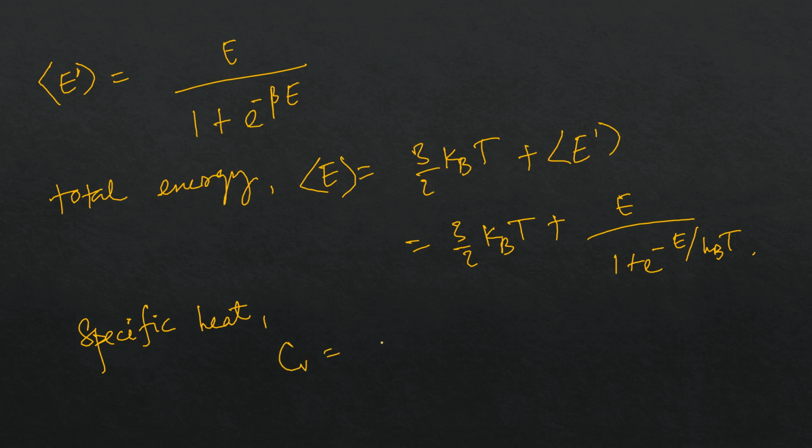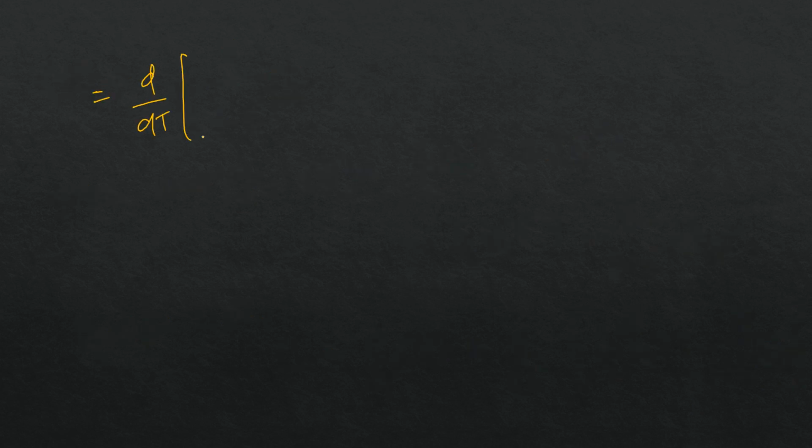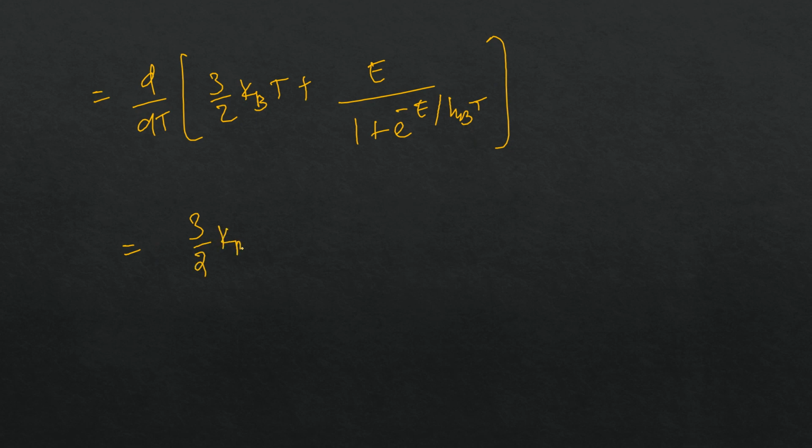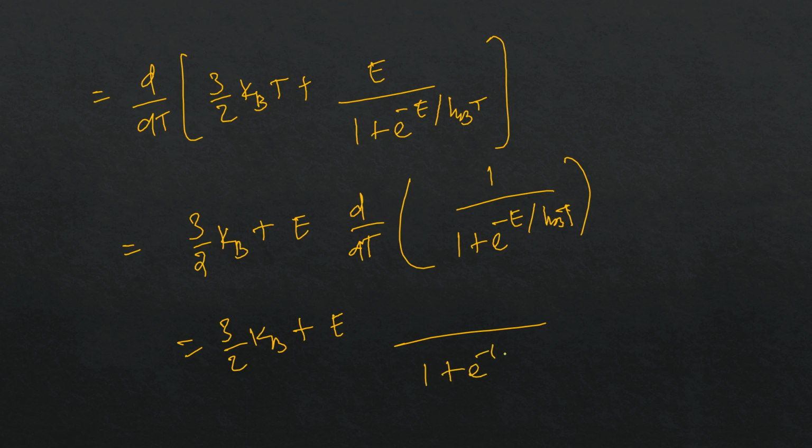Okay, so specific heat we know is C_V is equal to d by dT of E. So d by dT of 3 by 2 kBT plus E by 1 plus e to the power minus E by kBT. So 3 by 2 kB plus E goes out, d by dT of 1 by 1 plus e to the power minus E by kBT. 3 by 2 kB plus E into this is 1 plus e to the minus E by kBT whole square, minus E by kB.